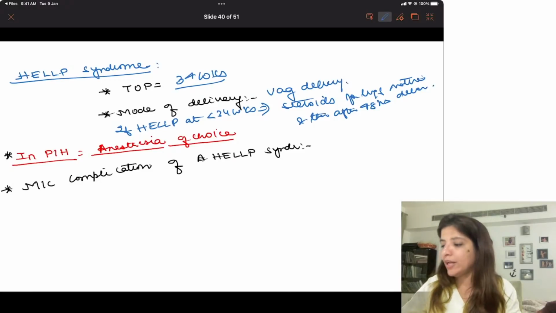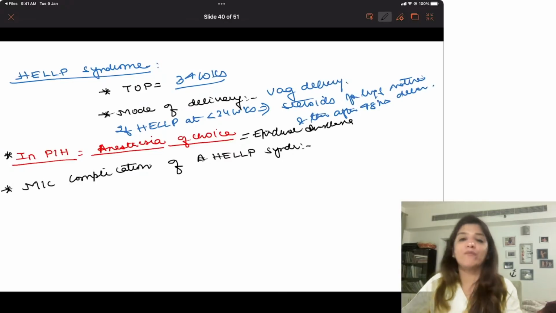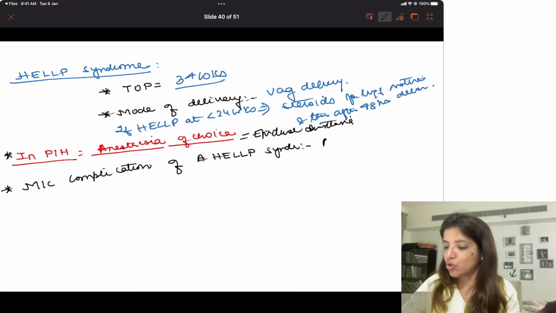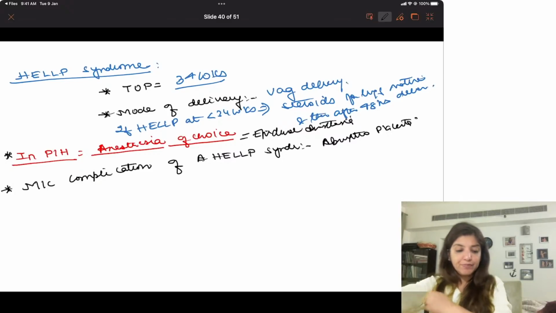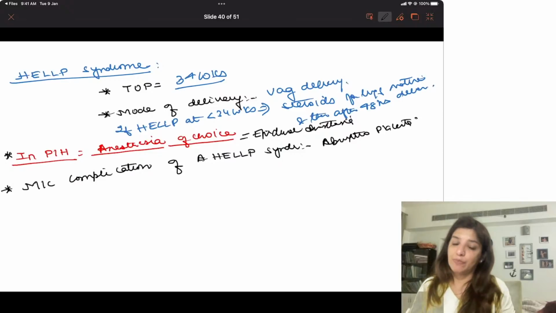Right? Overall, in all patients of PIH, the anesthesia of choice is epidural anesthesia. Suppose you have to do a cesarean section, then you have to give epidural anesthesia. The most common complication of HELLP syndrome is abruptio placenta. Right? Clear to all of you? So this is what you have to know about HELLP syndrome.